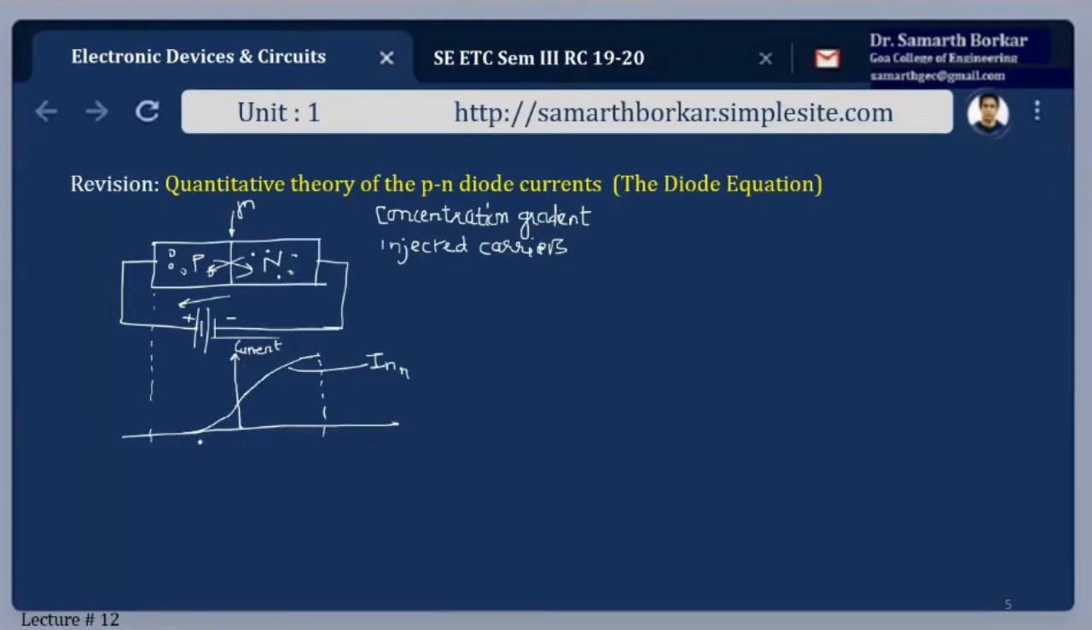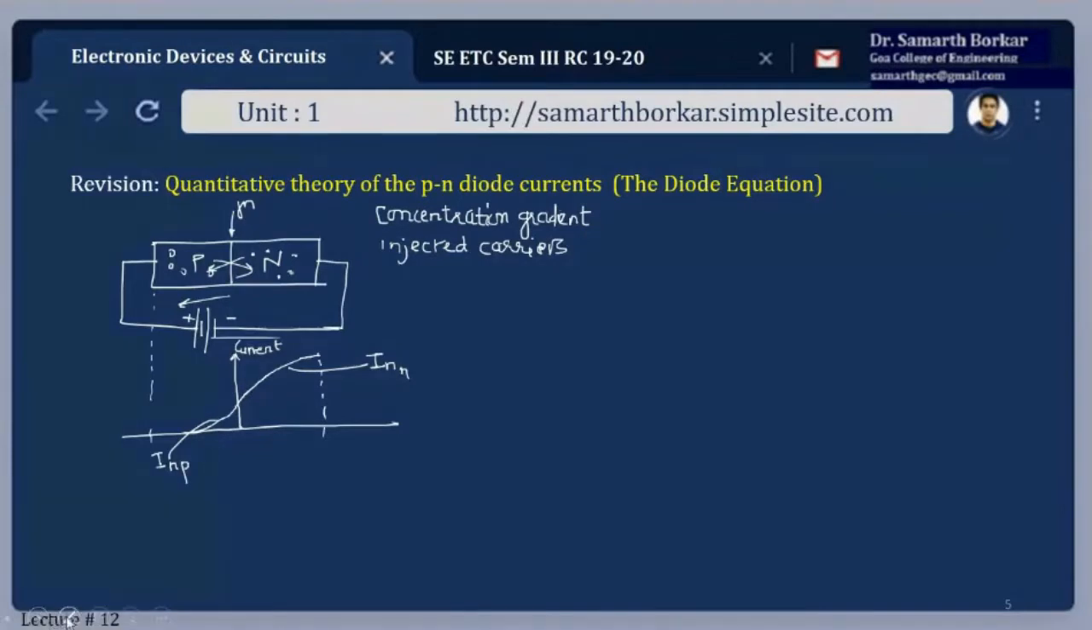Why is the current falling down? Because the number of charge carriers, that is electrons, keeps on decreasing as I move from this end towards the junction into the p region. This part of the current component can be labeled as I due to the electrons in the p region.